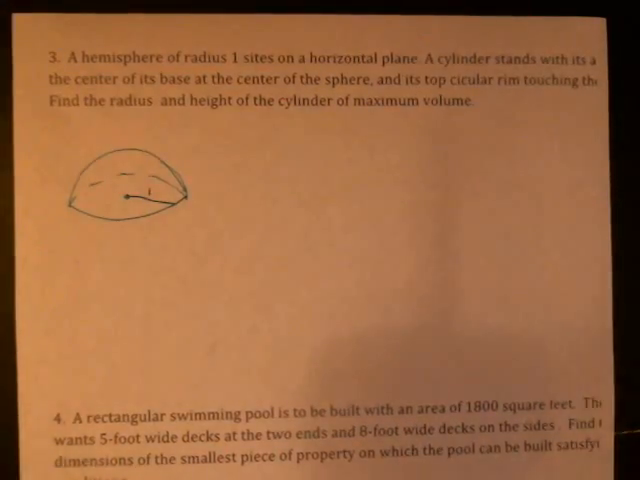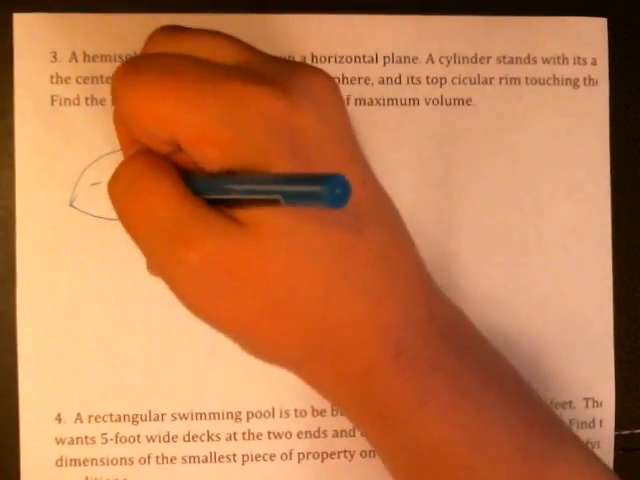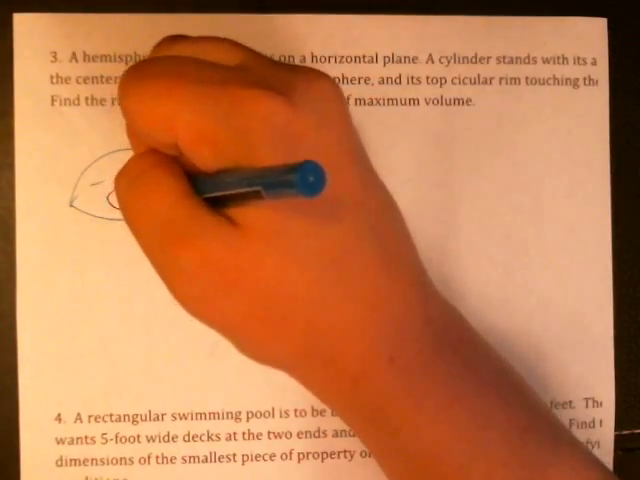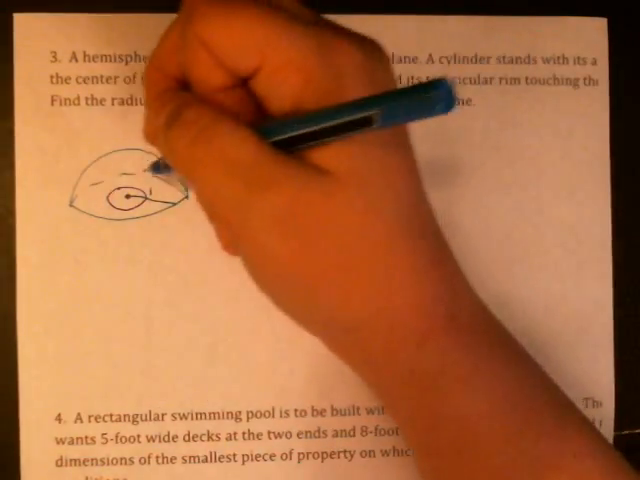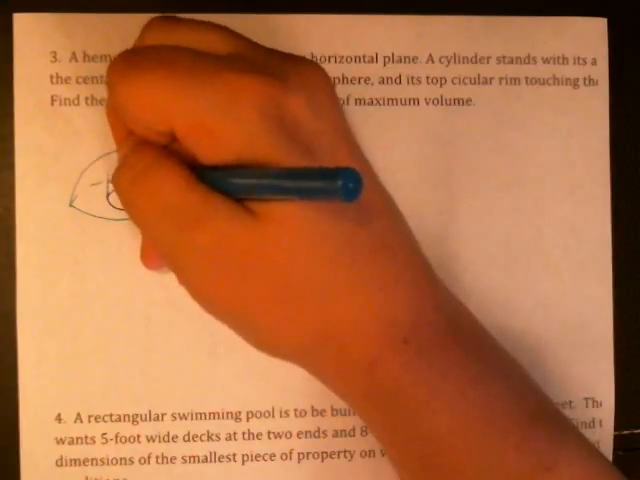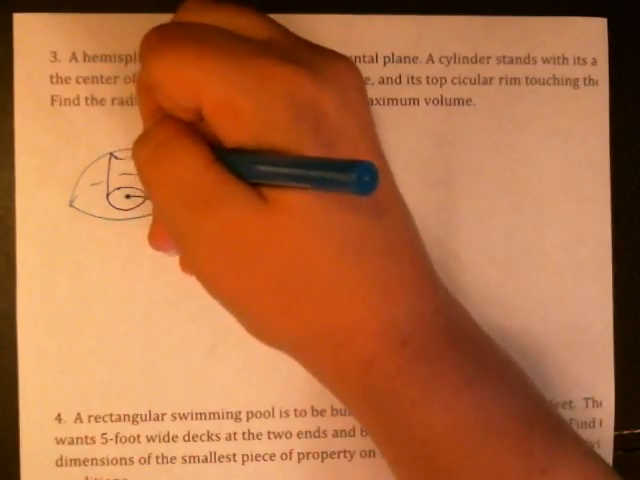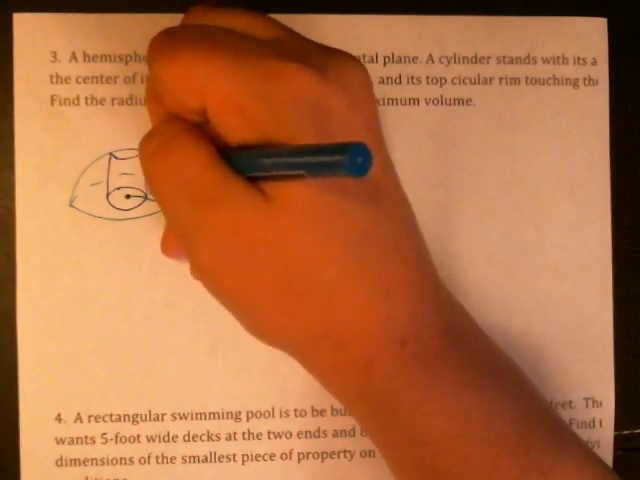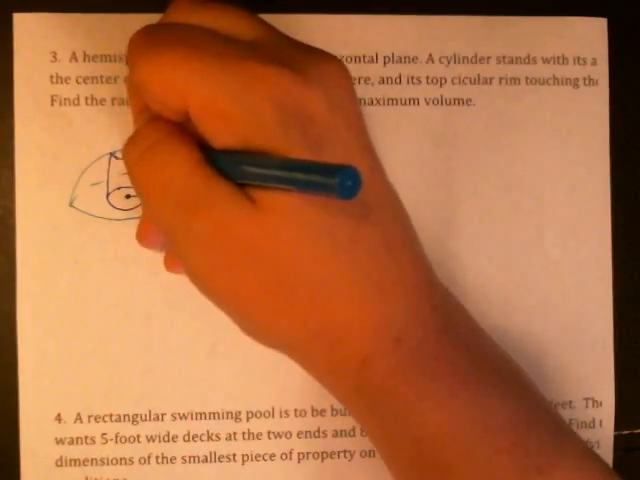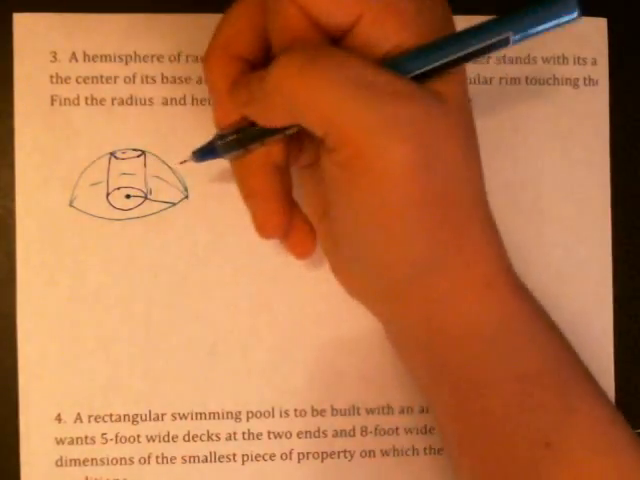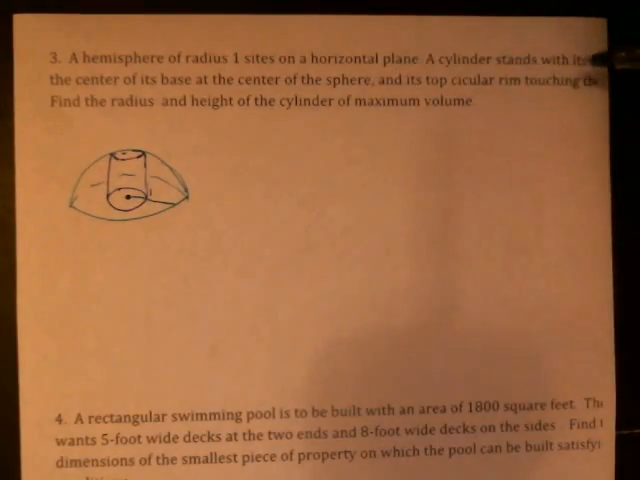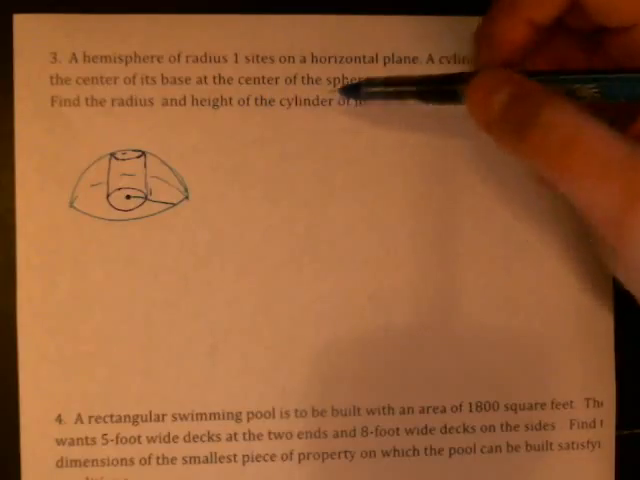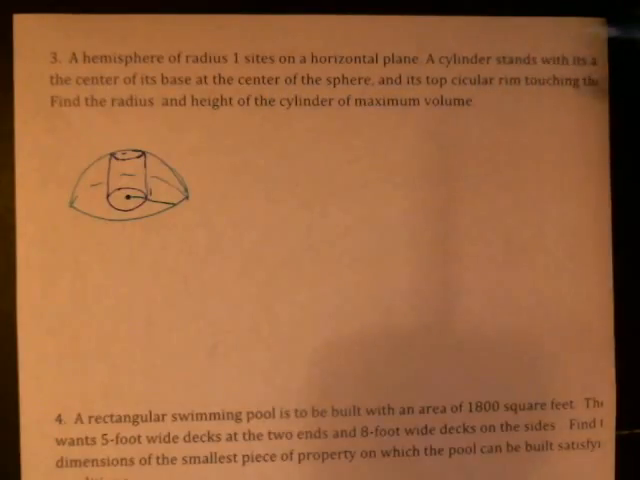So we're going to try color. I don't know if this will show up very well. Okay, so there's the base. I don't know how big it is, but just for example, it shares the same center, and then it sticks up just perfectly so that its top circular rim is just touching the edge of the sphere all the way around. And we are trying to figure out the radius and the height of the cylinder that maximize its volume.